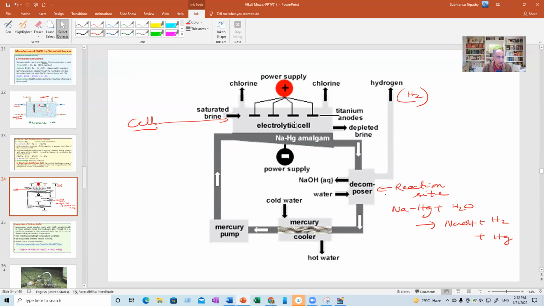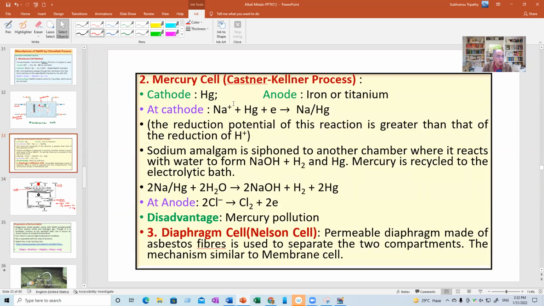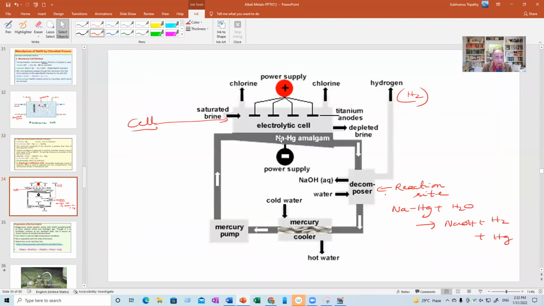Now what happens in mercury? In the presence of mercury, the reduction potential of sodium ion to produce sodium amalgam becomes more than hydrogen ion. It comes above hydrogen. Had there been no mercury, then Na plus has no role to play. It is water, the H plus ion from water, that undergoes reduction. But here, mercury is a player, and that makes the reduction potential even higher than 0. And that is why it produces sodium amalgam. And that amalgam now is siphoned, and it is allowed in a separate chamber with water.